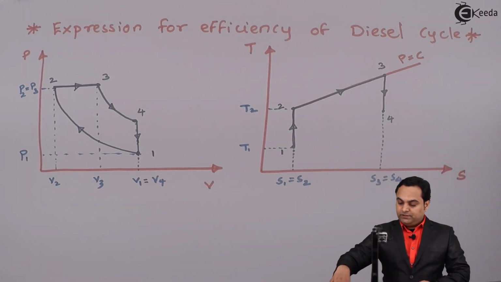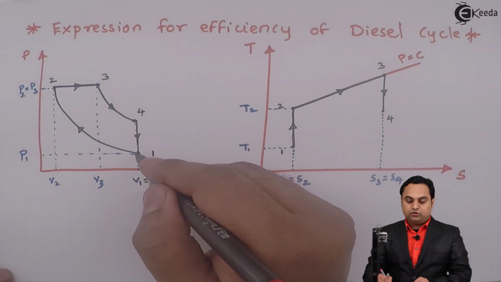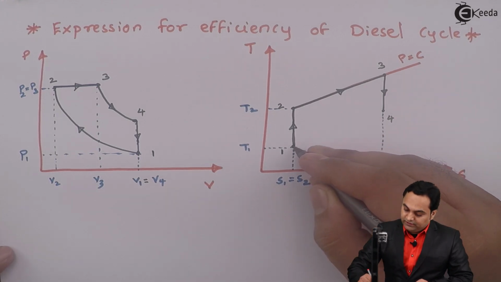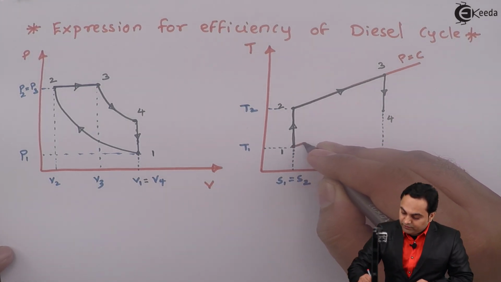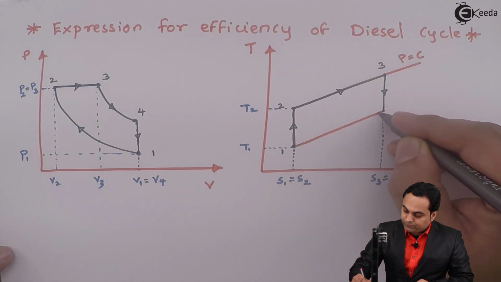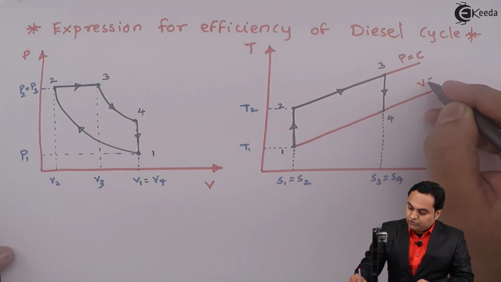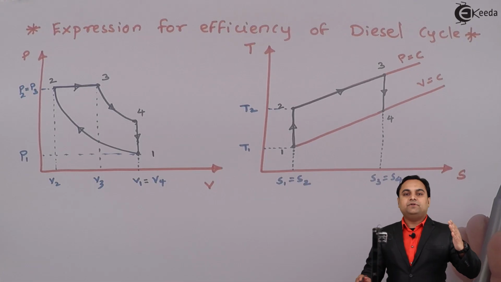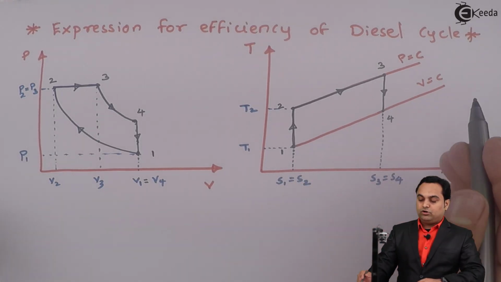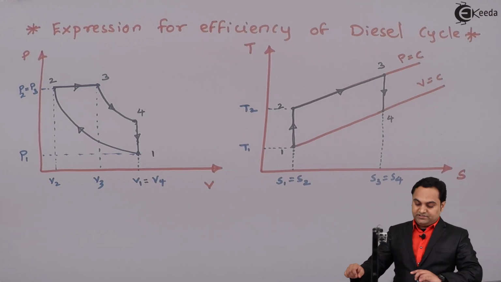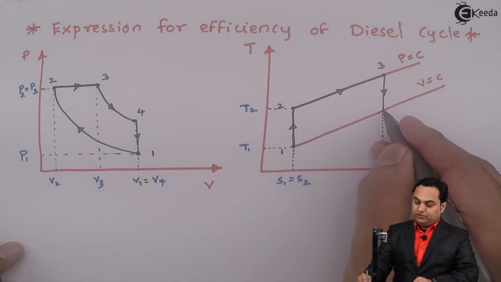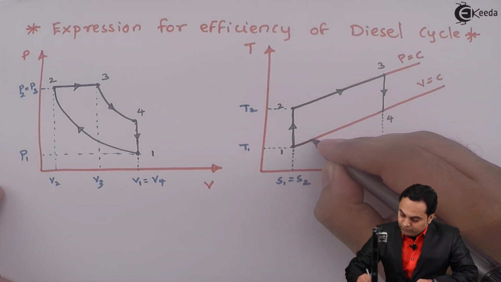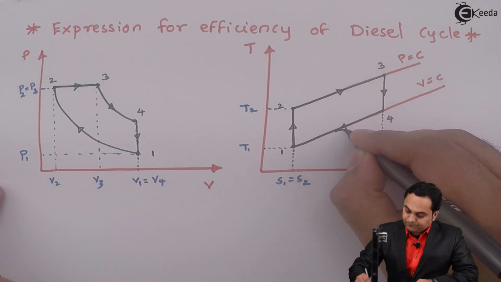Now after this, process 4 to 1 is constant volume heat rejection. So I have to draw a constant volume line. So here I will draw a constant volume line joining point 1 and 4. Now this constant volume line will be slightly more inclined compared to the constant pressure line. Constant pressure lines are less inclined compared to the constant volume line, and then we see when the heat is rejected, temperature will go on decreasing and even entropy will decrease. So we will come from point number 4 up to point number 1.